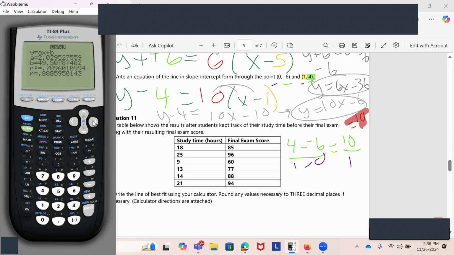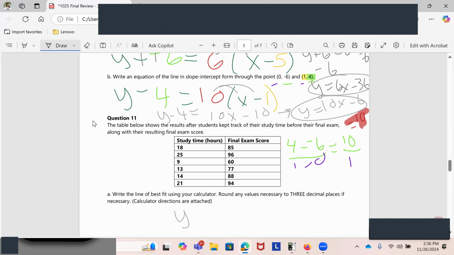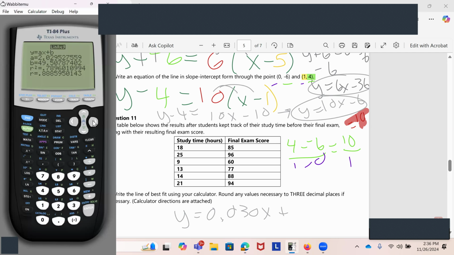So my A is my slope, so that tells me 3 decimal places here. So y equals 2.029, but the 5 bumps it up, so y equals 0.030x. There's a decimal there, it's hard to see. Plus my y-intercept, which is 49.508.